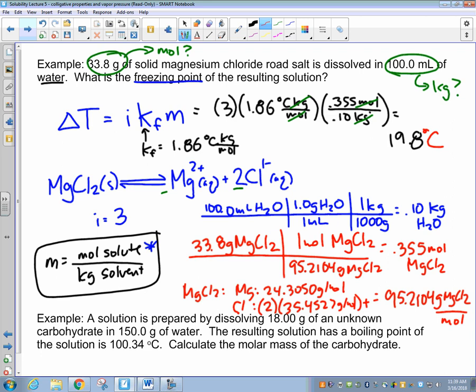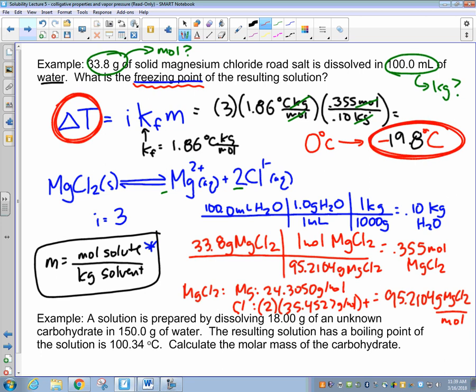That is not my answer here, because remember, we are looking for the freezing point, not the freezing point depression. What we've just solved for is the change in temperature. So as we recognize that freezing points are depressed, that means that our actual new freezing point went from originally what it was at 0 degrees Celsius to a new depressed freezing point, 19.8 degrees Celsius lower than it was before, which means our actual freezing point of the solution, therefore, is negative 19.8 degrees Celsius.